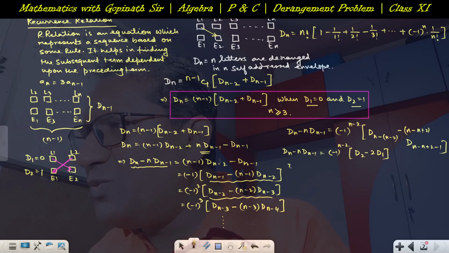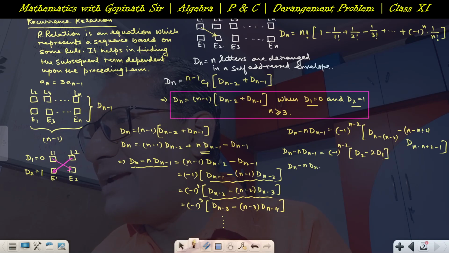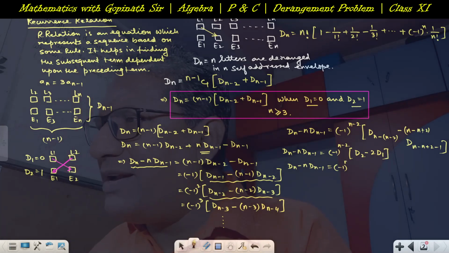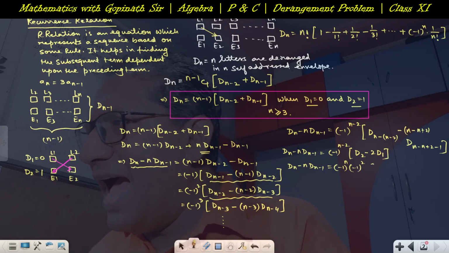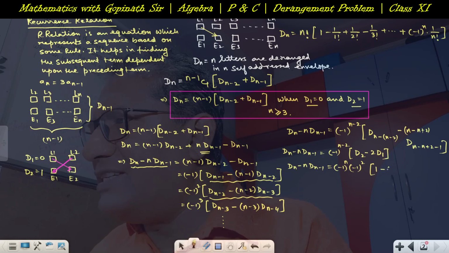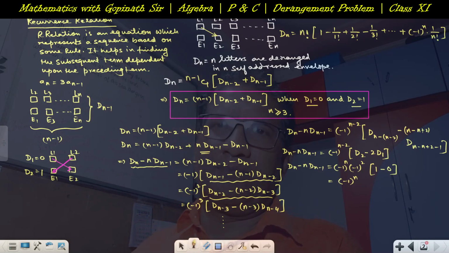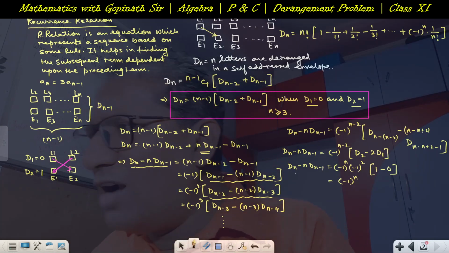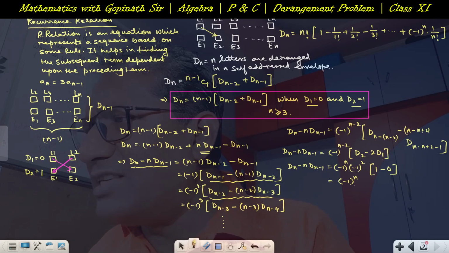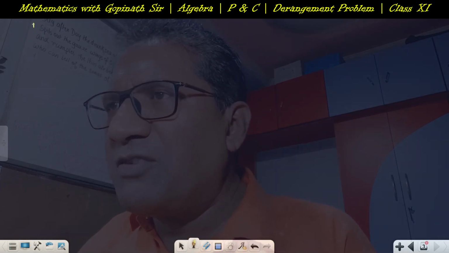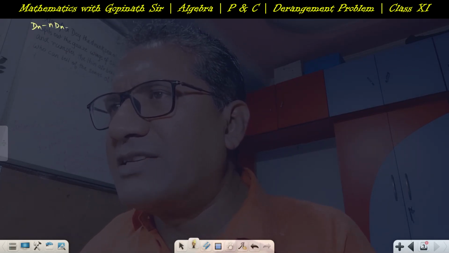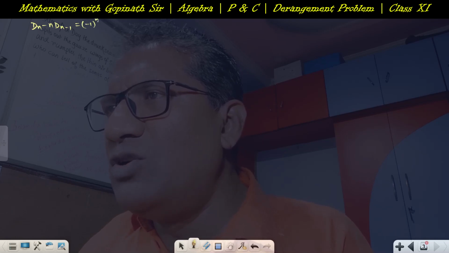So if I replace, we are going to have dn minus n dn minus 1 is basically minus 1 whole to the power n minus 2. This can be written as minus 1 to the power n into minus 1 to the power square. And d2 is 1 and d1 is 0. So we are actually having minus 1 to the power n. Is it clear? So we got dn minus n dn minus 1 is minus 1 whole to the power n. Let me go to the next page. So what we got? dn minus n dn minus 1 is minus 1 whole to the power n.